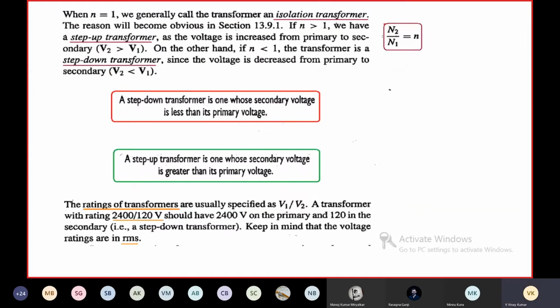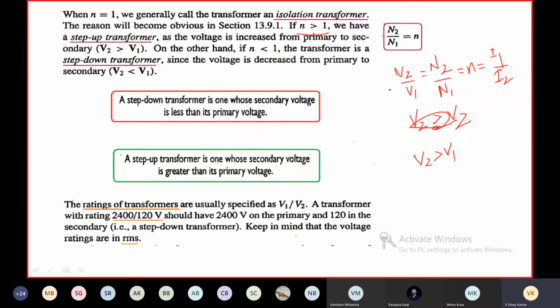When N is equal to 1, we generally call the transformer an isolation transformer. If N is greater than 1, you know what the transformation ratio is: V2 by V1 is equal to N2 by N1, which is equal to N, which is equal to I1 by I2. If N is greater than 1, then V2 is greater than V1.